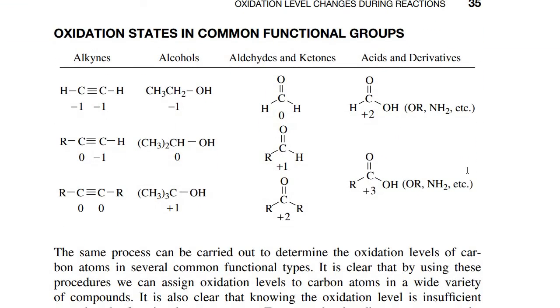Now you can see the oxidation state in common functional groups like alkyne. This carbon is -1 and this carbon is also -1. Why? Because this carbon is attached with this hydrogen and this hydrogen. In alcohol, you can see this carbon is -1. Why? Because this one is attached with the oxygen.